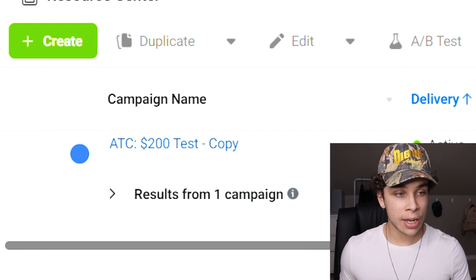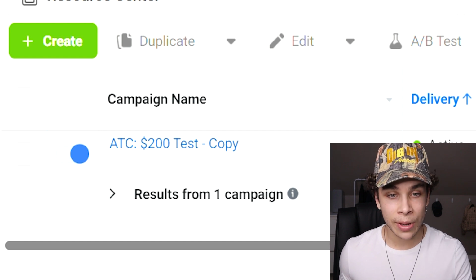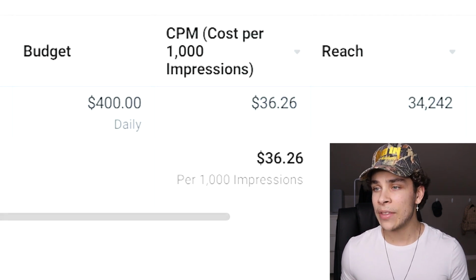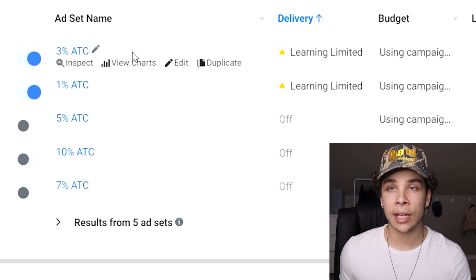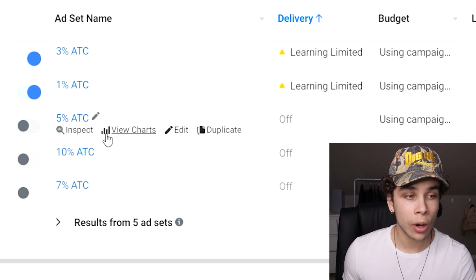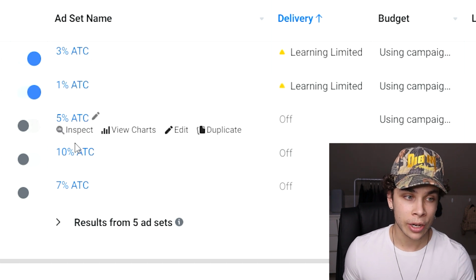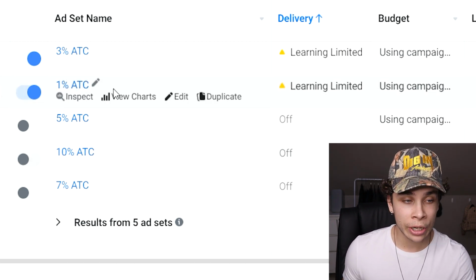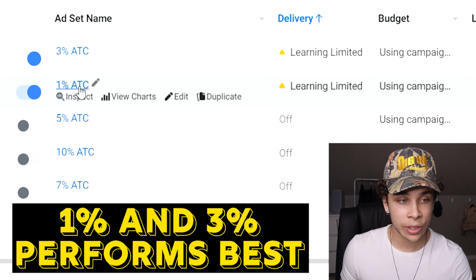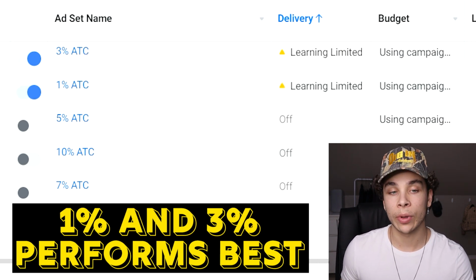So here's the campaign, add to cart, $200. As you can see, we had bumped that up to $400, and this is within the last 7 days of performance that we're gonna be looking at. As you can see, for the ad sets, I went right ahead and tested 1% all the way through to 10%. So we got tons of different range to test, and as we did find pretty early on, the 1% and 3% add to cart interests were performing the best.